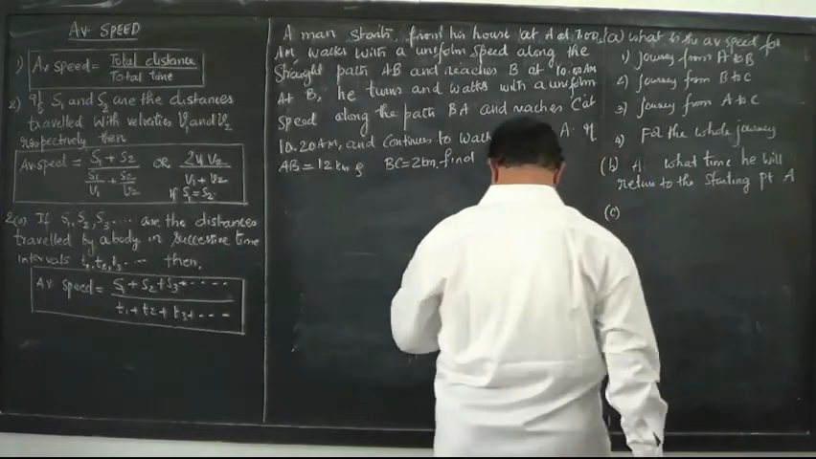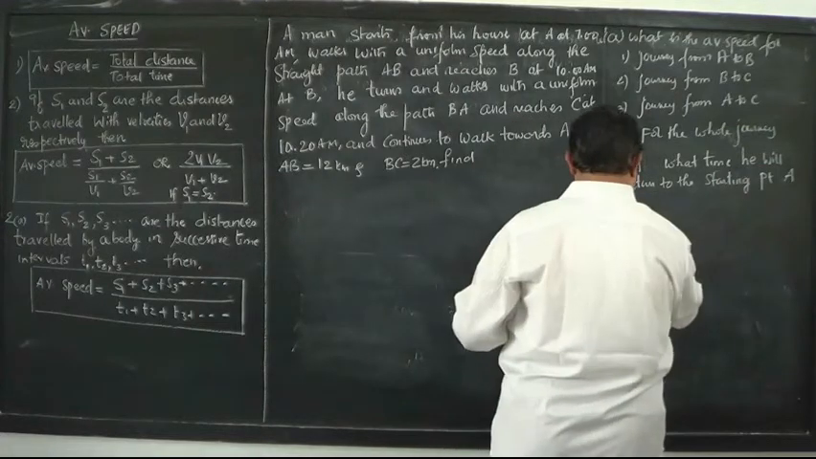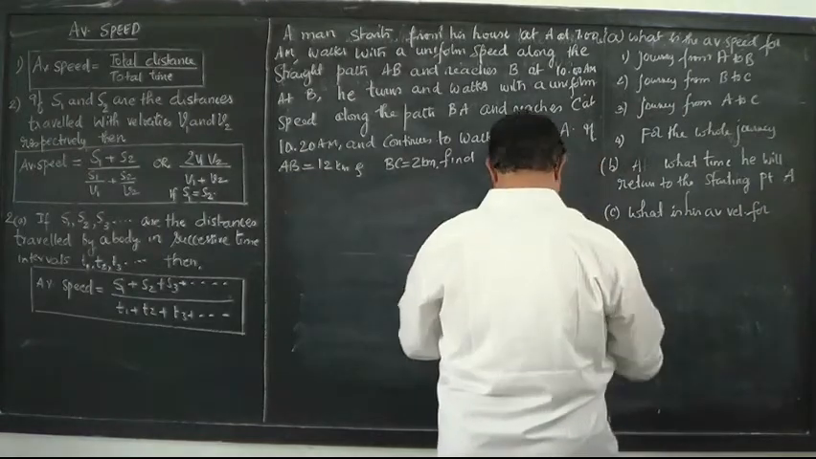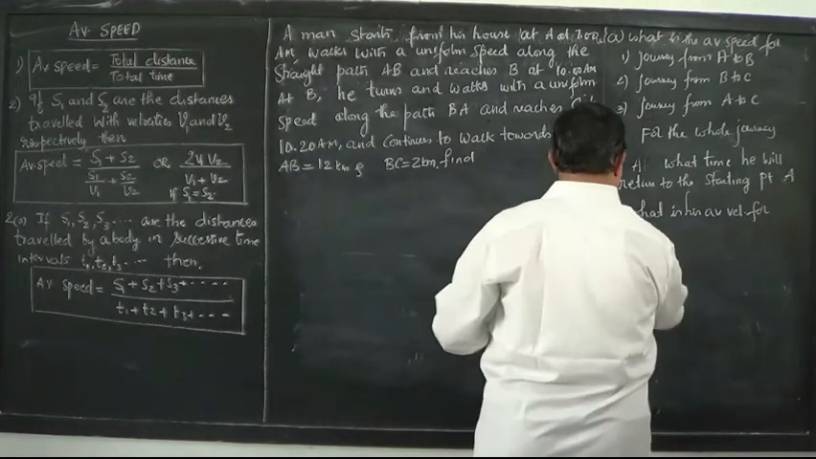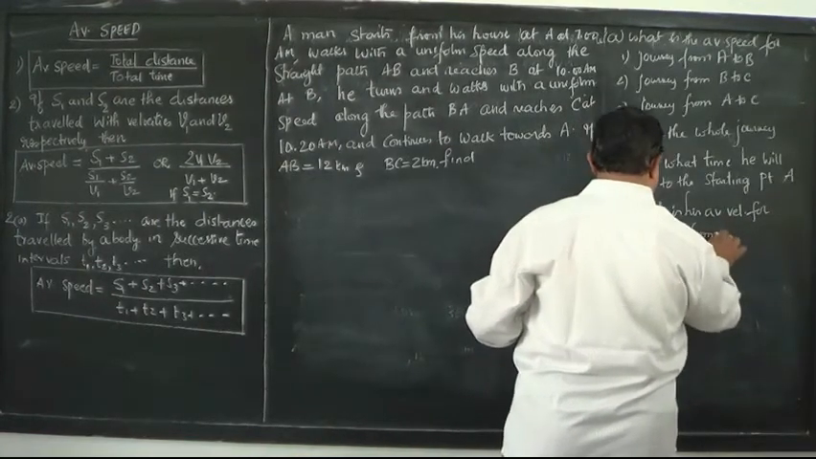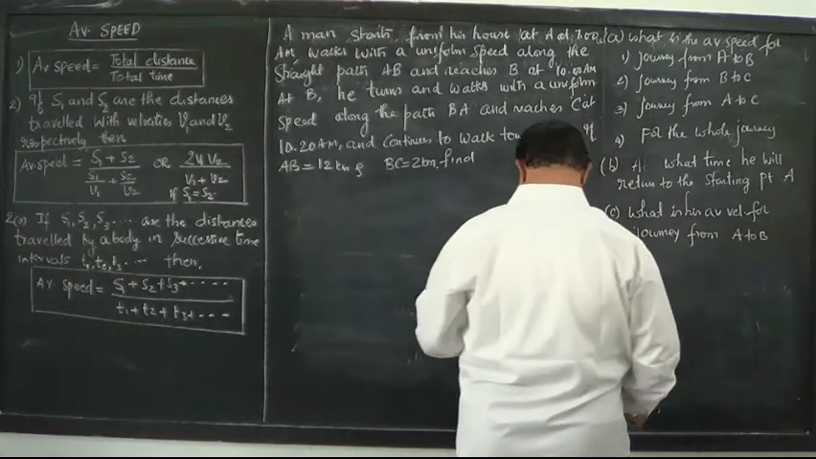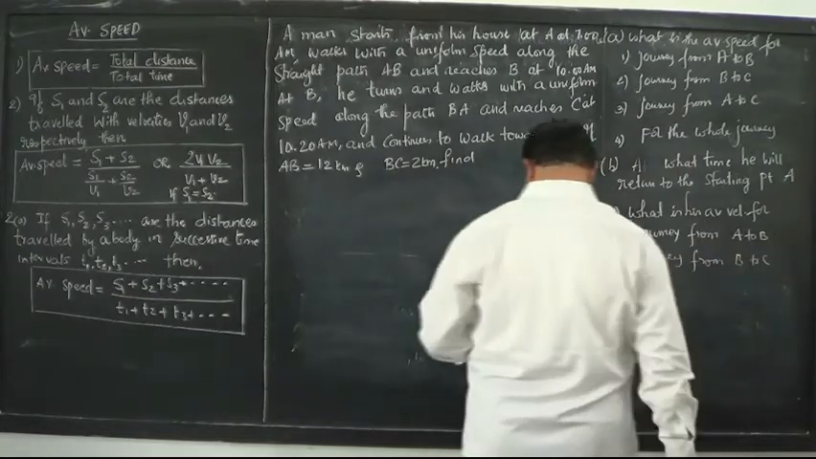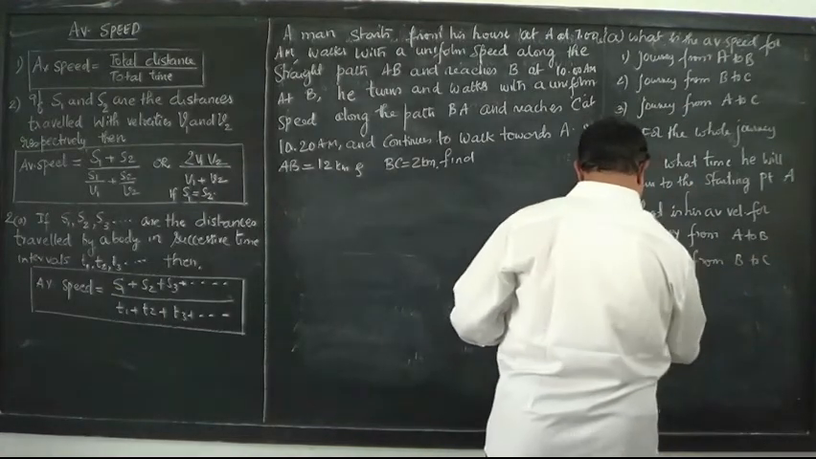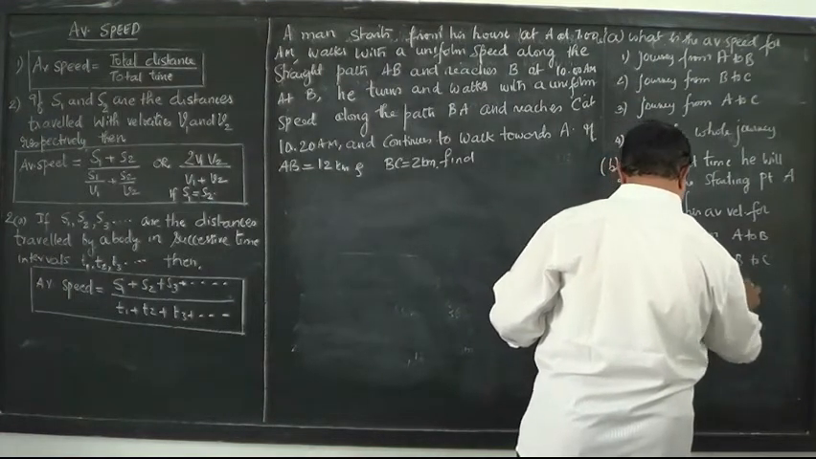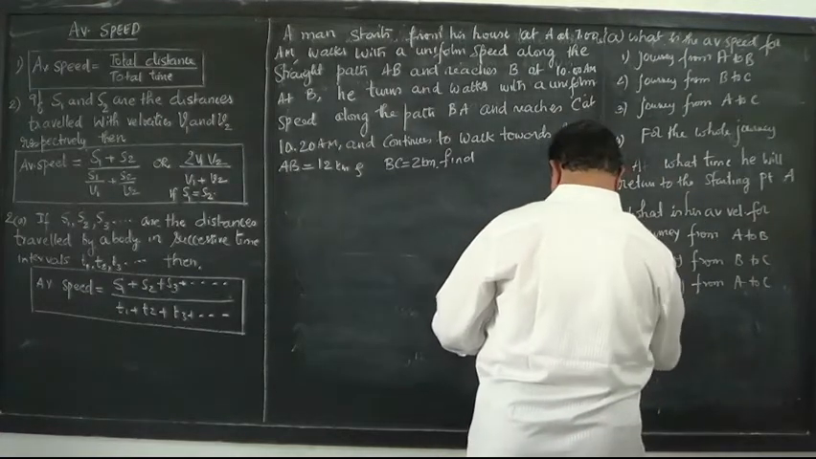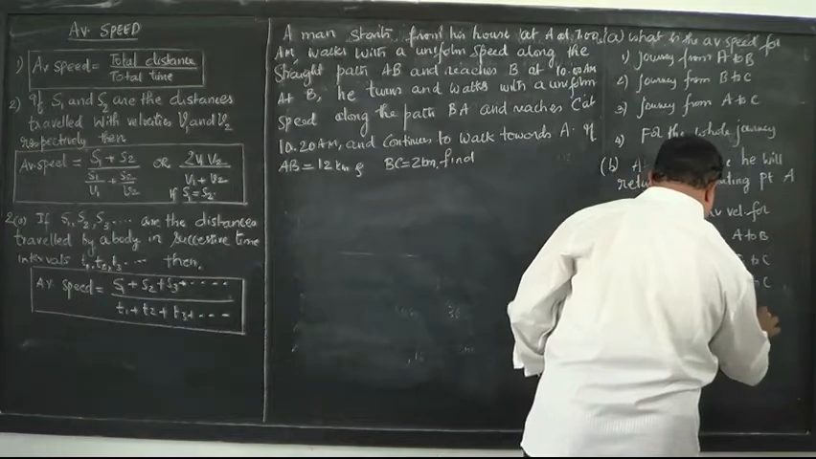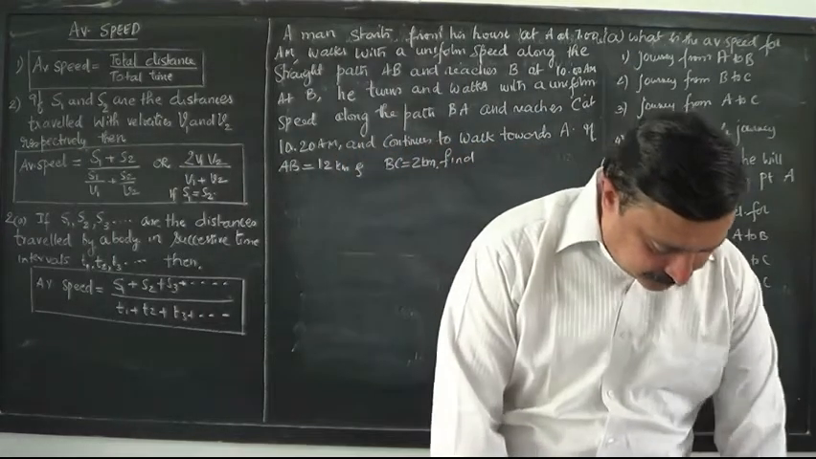Then we have C, which asks what is his average velocity for: number 1, journey from A to B; 2, journey from B to C; 3, journey from A to C; number 4, for the whole journey. Okay.